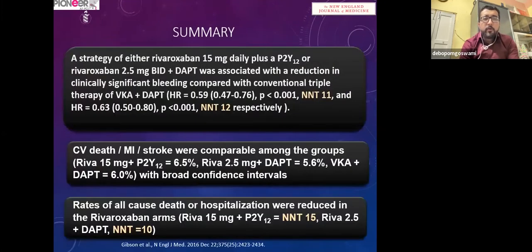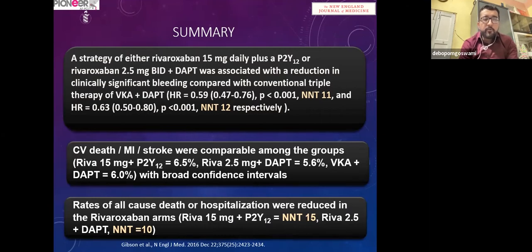And same for the all-cause hospitalization. To summarize, a strategy of either rivaroxaban 15 milligram daily plus a P2Y12 or rivaroxaban 2.5 milligram twice daily plus DAPT was associated with a reduction in clinically significant bleeding compared with conventional triple therapy of VKA plus DAPT, where the number needed to treat was 11 and the hazard ratio was 0.63.